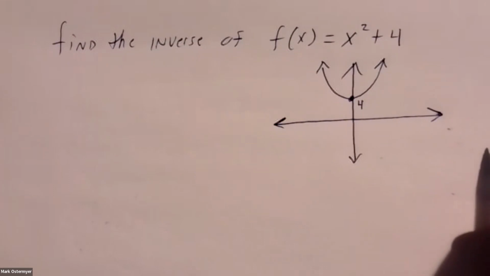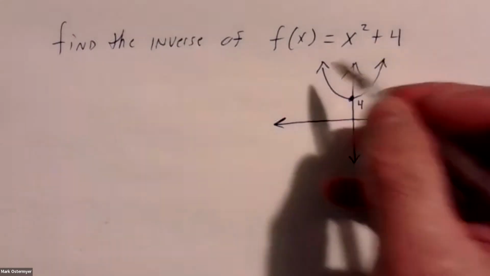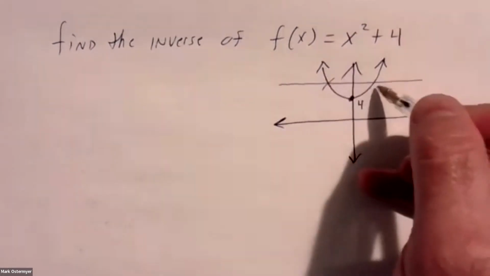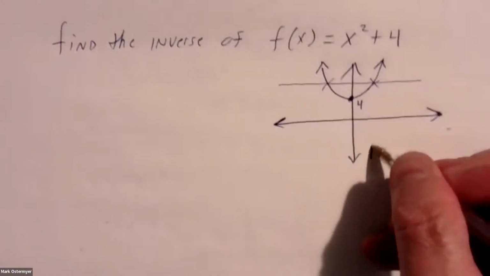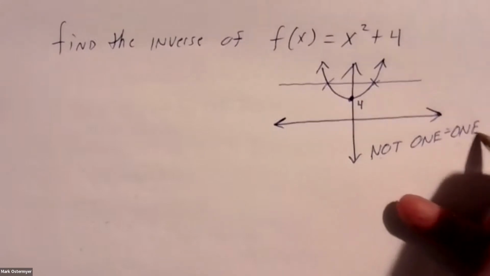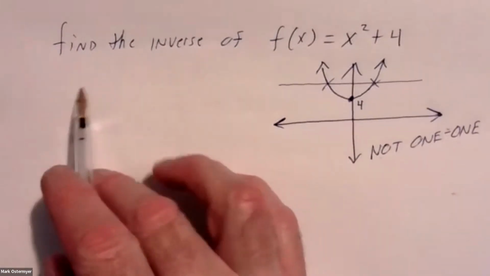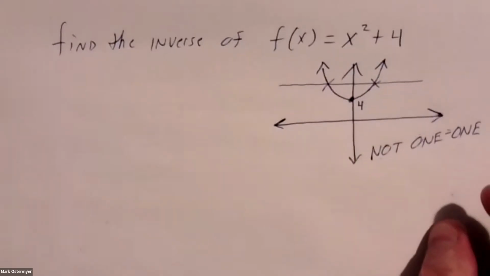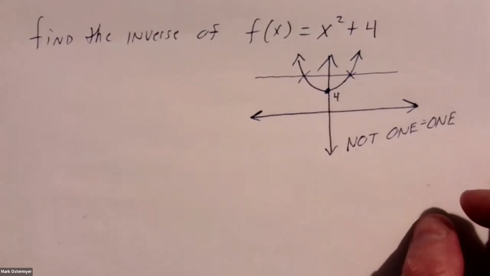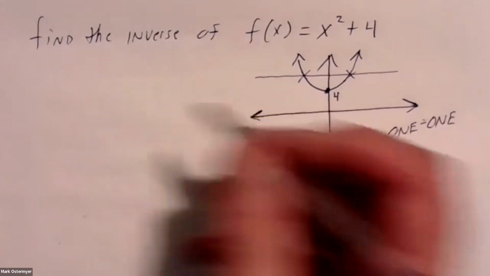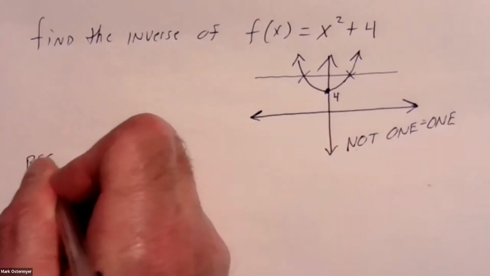Does this graph pass the horizontal line test? Doesn't work. Doesn't pass the horizontal line test. So this function is not one-to-one. Well, wait a minute. If it's not a one-to-one function, then it does not have an inverse. Then why am I saying find the inverse? Well, as is, this does not have an inverse. Can we force it to have an inverse? The answer is yes. But in order to do so, we're going to have to restrict its domain. So what we're going to do is restrict the domain of the original function.